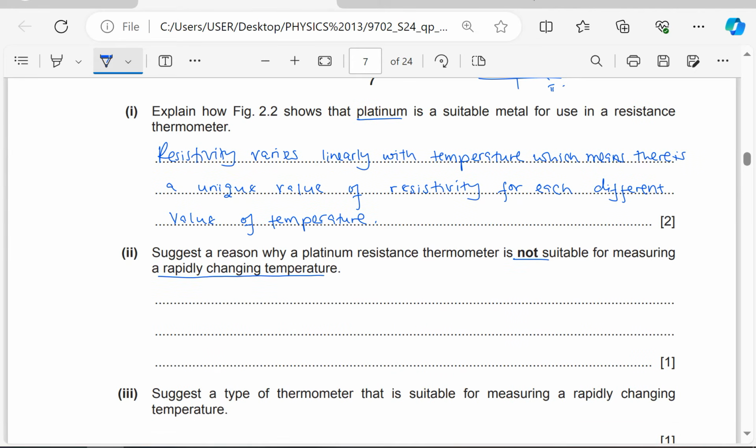So I would say the thermometer takes time to respond because it has high heat capacity.